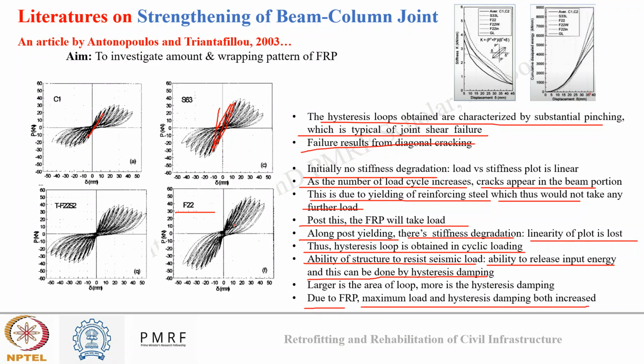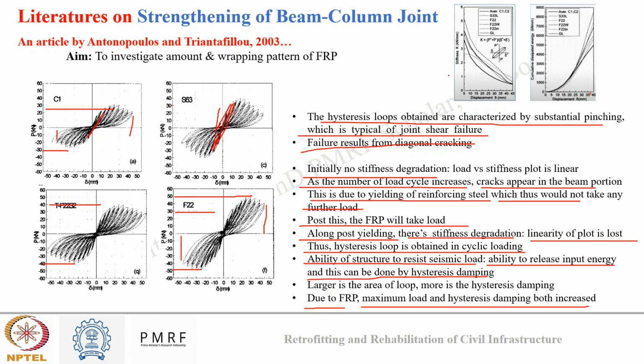In F22, you can see the maximum load that it was able to take was increasing compared to other categories. In control, the maximum load was up to 30 kilonewton only, while using FRP, it increased up to 50 kilonewton. And one more thing, you can see the area under the hysteresis loop also increased compared to the control sample. Thus, it shows that it was able to take more seismic load.